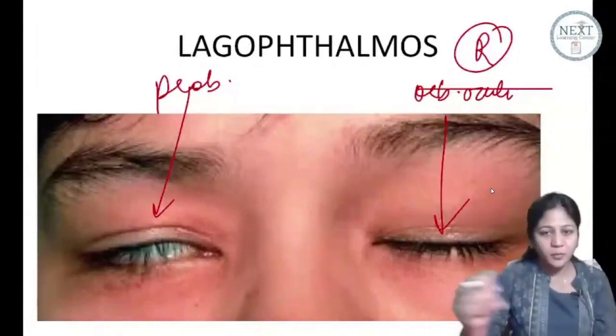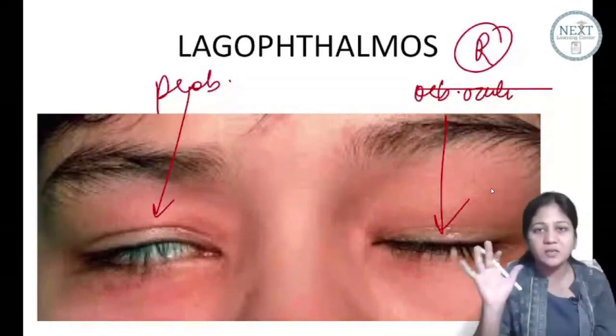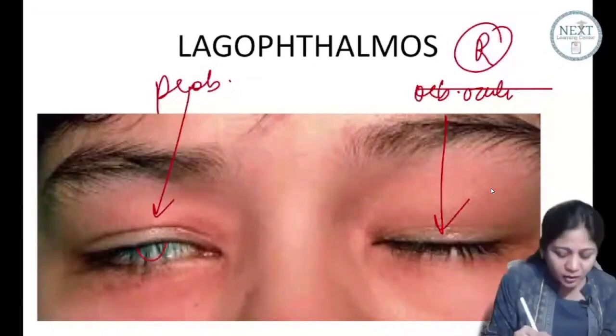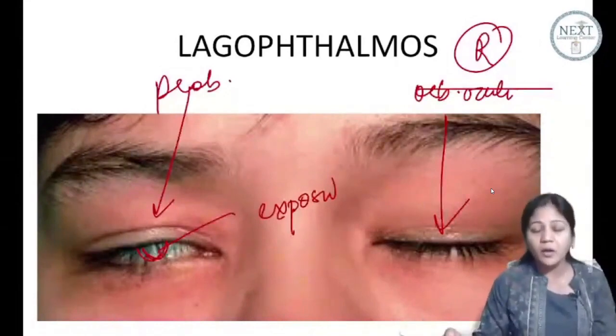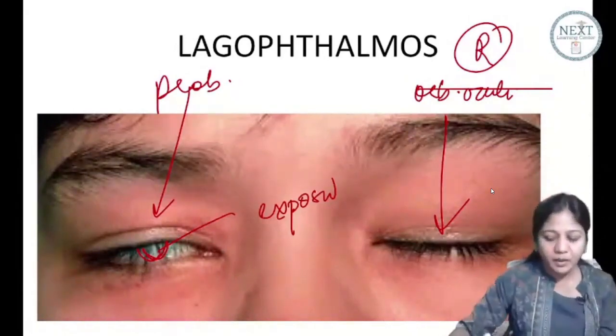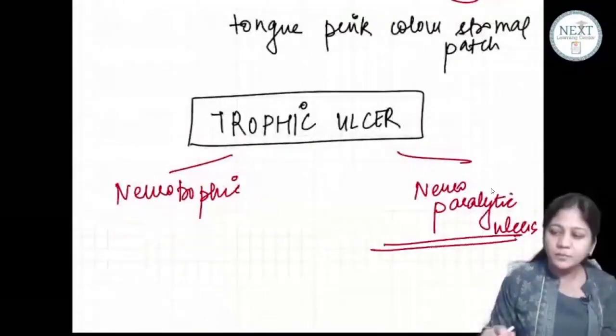Now suppose this child sleeps, obviously he will sleep for 8 to 10 hours. What will happen? His inferior cornea will get exposed. This inferior cornea will get exposed, and because of the desiccation, because of the dryness, there will be an ulcer. Okay?